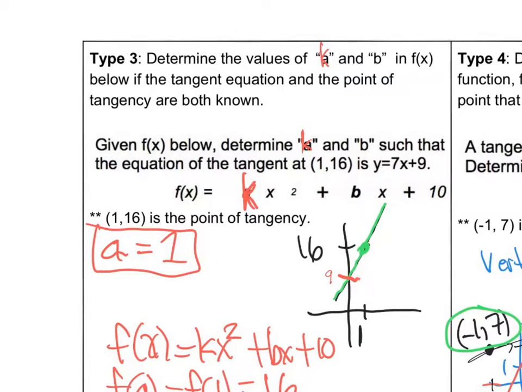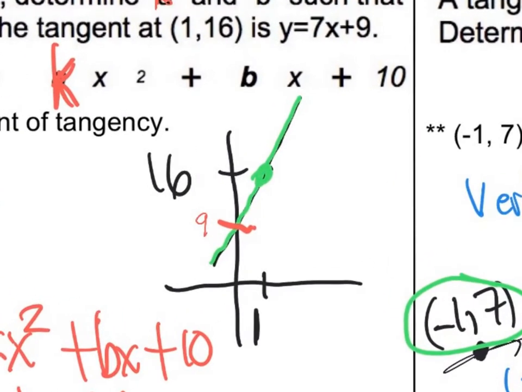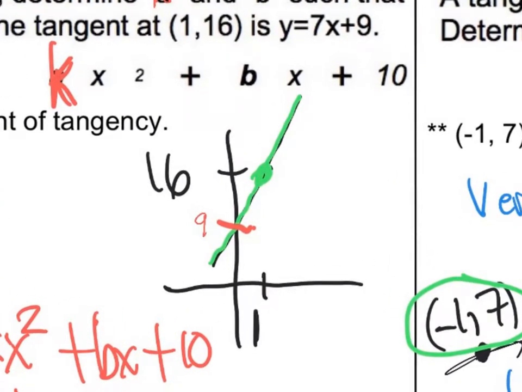In this type of question, we know where the tangent is, and we know the equation of the tangent. We just need to figure out some things about the actual function. So it's kind of going backwards, right? We know the location of the tangent, and we know the equation of the tangent. Here's the information that we have, and I've plotted it on a graph to help you understand.